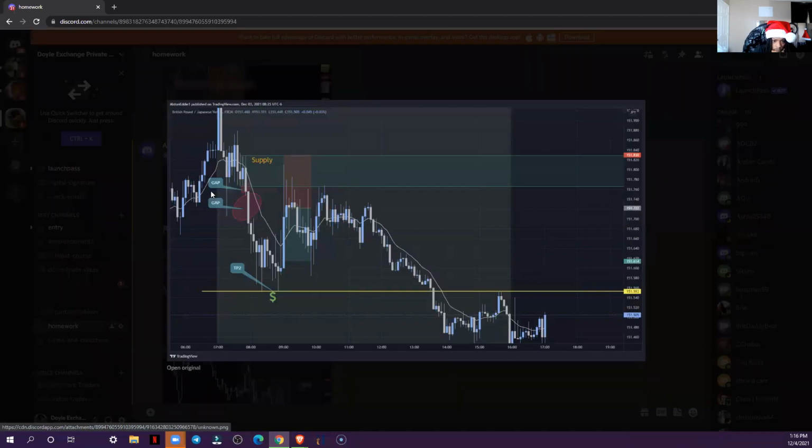Let me see right here. This high probability setup got the last up move before the drop, and there's a little gap right there. That candle left a little gap. It came right into it, and then you sell.